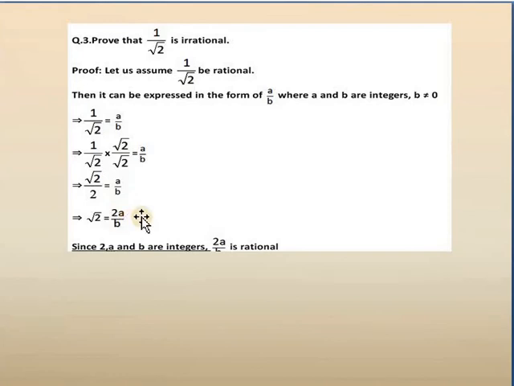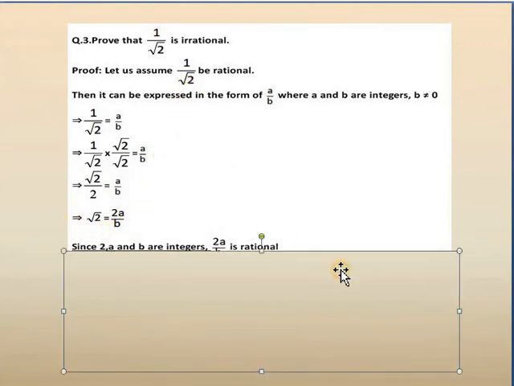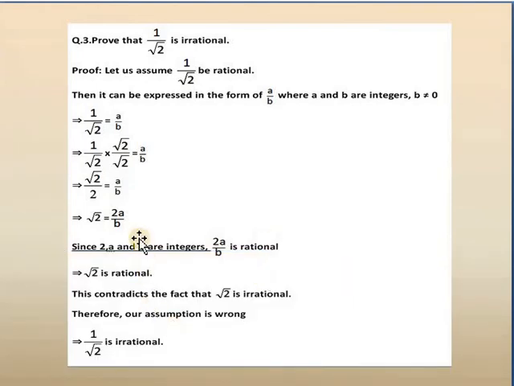2a and b are integers, therefore 2a by b is a rational number. But we know root 2 is irrational. So our assumption is wrong. 1 by root 2 cannot be rational. It is an irrational number. Since 2a and b are integers, 2a by b is rational. But we know that root 2 is irrational, so root 2 cannot be equal to a rational number. So our assumption is wrong. Hence 1 by root 2 is irrational.